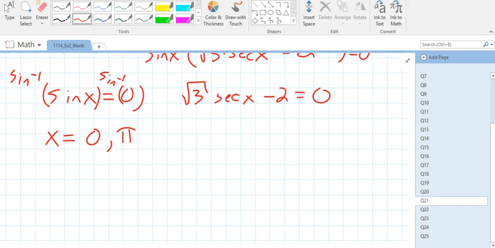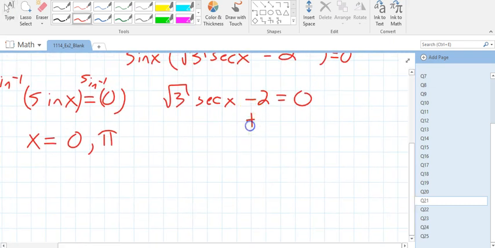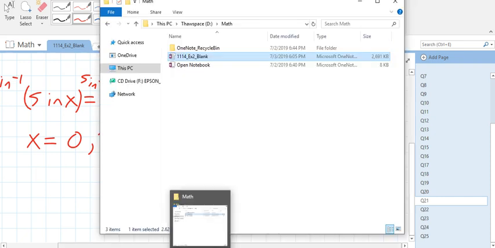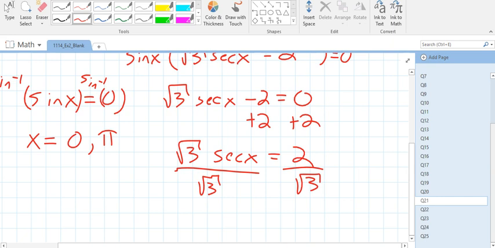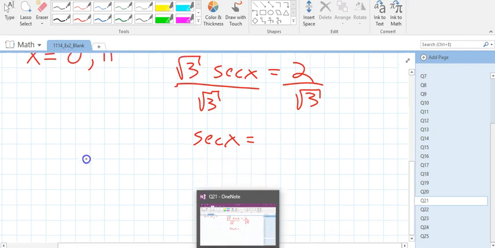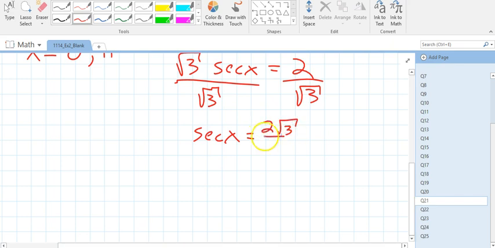So what do we do to this guy? You add 2. Okay, so add 2. And then divide by square root of 3. You got it. And then divide by that square root of 3. Yep, going to have to rationalize. So what does secant x equal once we rationalize? 2 radical 3 over 3.